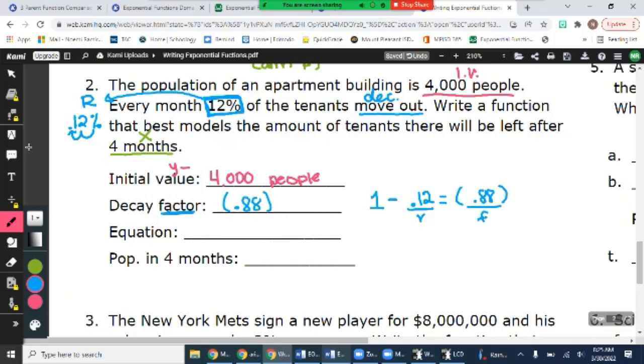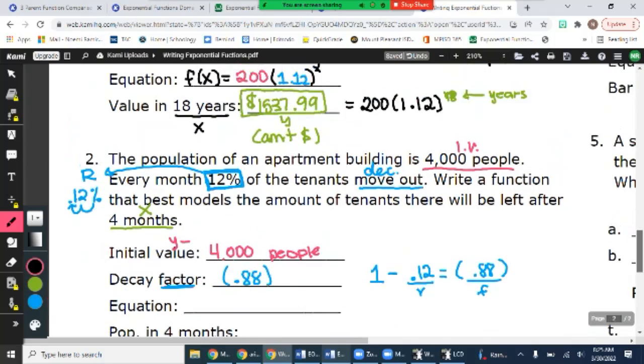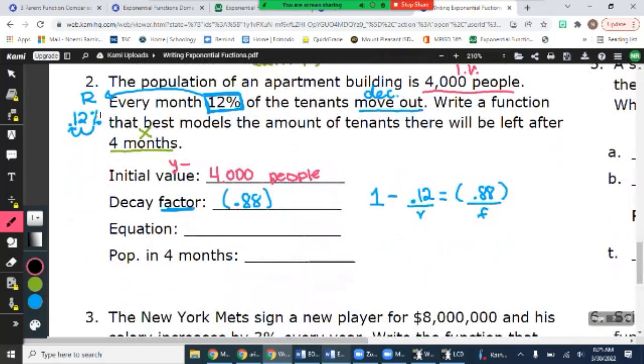Okay. Now we can write the equation. My equation, my formula, f of x equals, what goes right after the equal sign? 4,000. And what goes in the parentheses? 0.88 to the power of x. To the power of x.